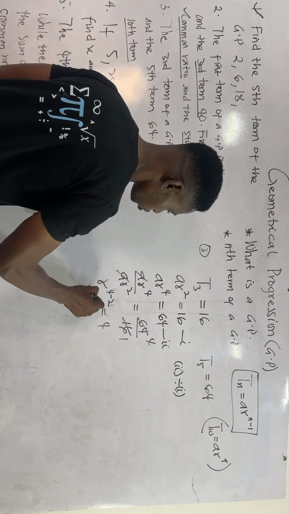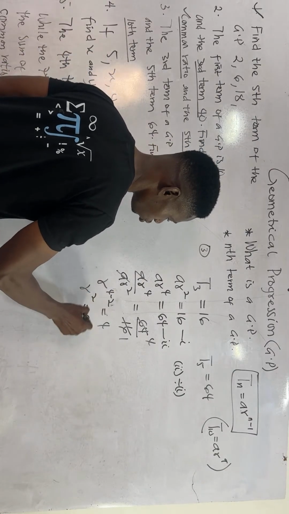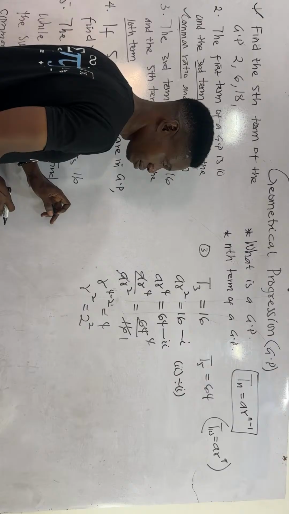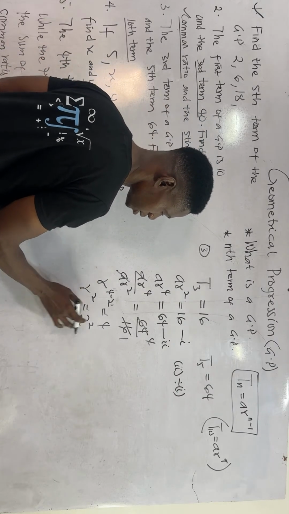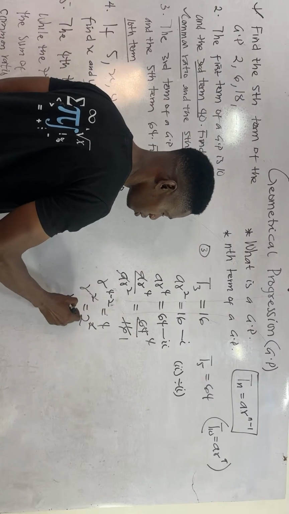So you have R squared, 4 minus 2, 2, equals 2 squared. 4 is 2 squared, isn't it? And since the powers are the same, you can equate the bases. So this cancels this, and our R equals 2.